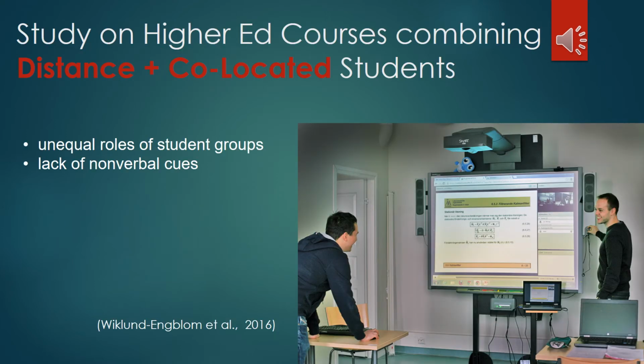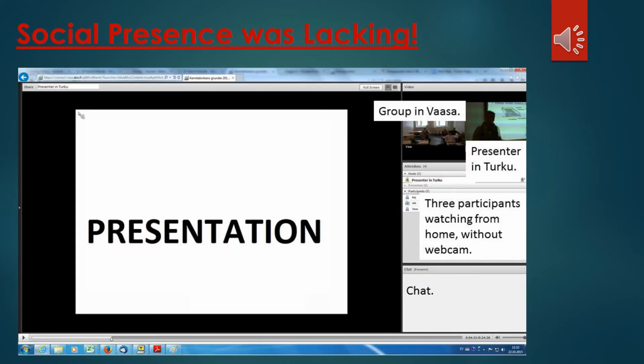And another study that I did on higher education courses was a course in master's studies in energy technology here in Vasa, where they combined distance and co-located students to save money, teaching subjects in two locations at the same time. The problems that I found were that there were very unequal roles between the student groups, and that the lack of nonverbal cues made it impossible for the teachers to read the needs of the distance students. In other words, social presence was lacking totally.